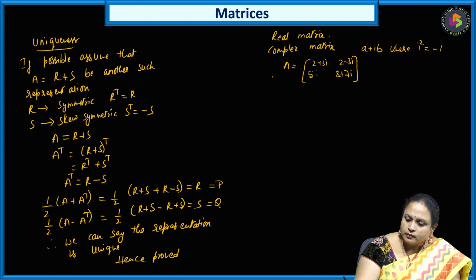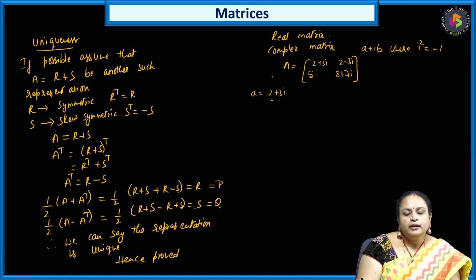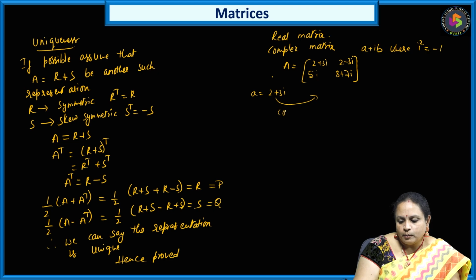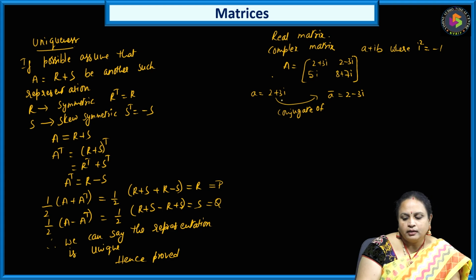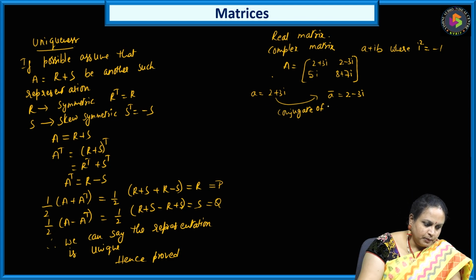Now, 2 plus 3i is a complex number. Suppose you say this is small a. Then, conjugate of this complex number, that is a bar, equals 2 minus 3i. Suppose you have minus here, then in the conjugate you will have plus. So, this is called the conjugate of a complex number.